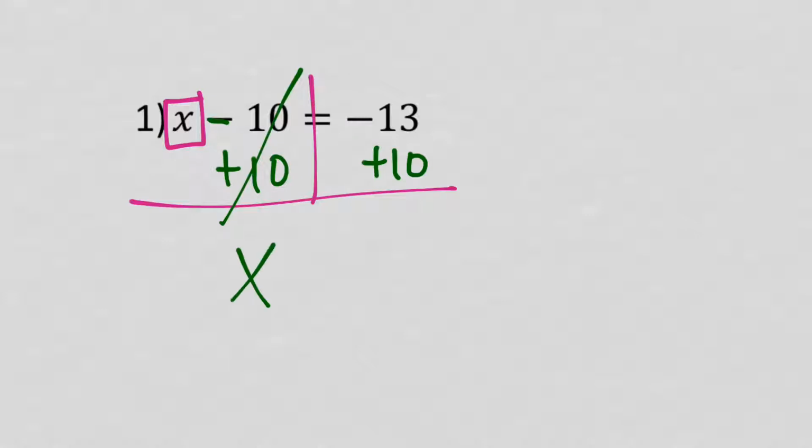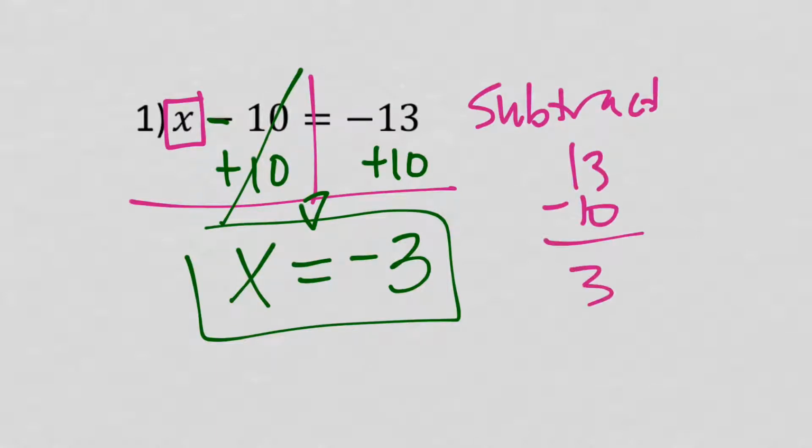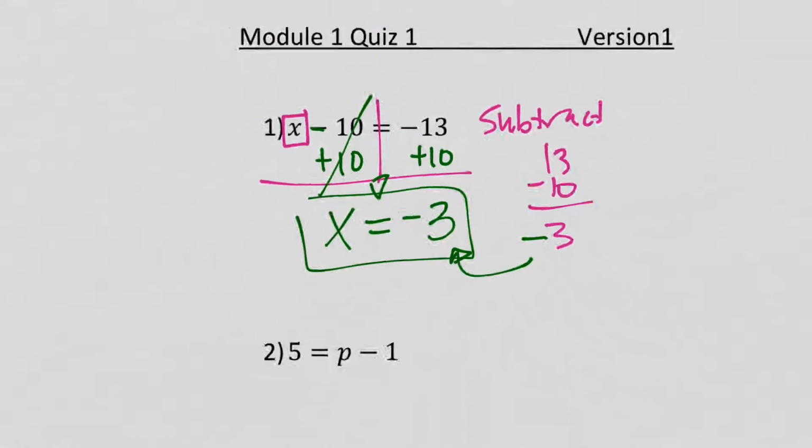Negative 10 plus 10 cancel out. Bring down your x. Bring down your equal sign. And negative 3 plus 10 is negative 13 plus 10 is negative 3. Because since they have different signs, negative and a positive, you have to subtract them. So 13 minus 10 is 3, and your answer stays negative because 13 is bigger. That's the reason why I wrote a negative.